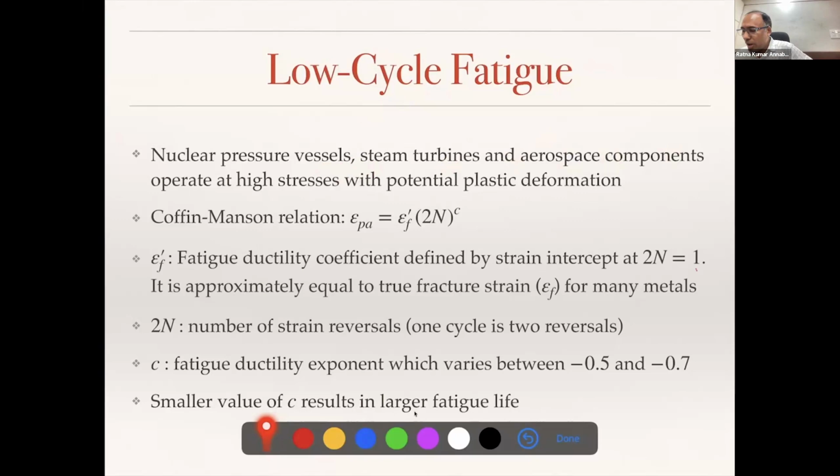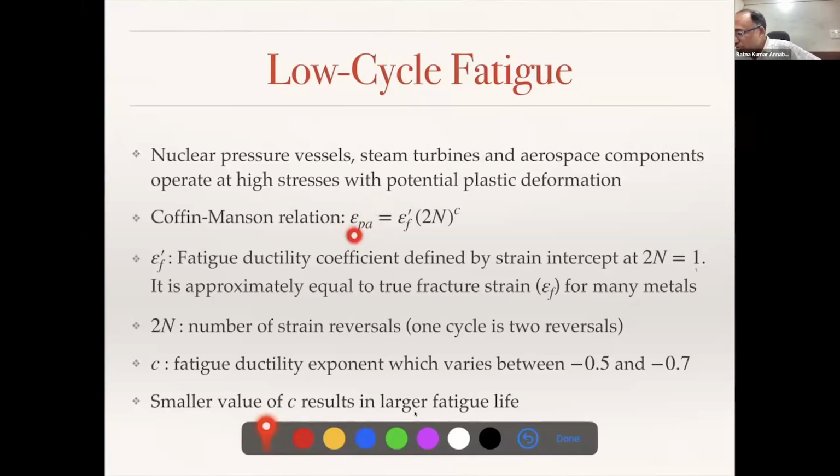They usually operate at very high stresses with potential plastic deformation. So one of the popular strain life approach models, like the S-N curve, is what we call the Coffin-Manson relation. Here, this is given by epsilon PA, that is plastic strain amplitude. We know what plastic strain amplitude is, right? We have already seen that. That is the reason why we have to understand the terminology there.